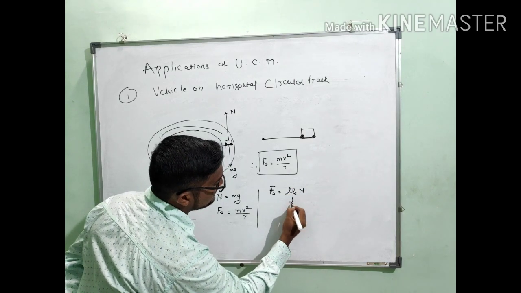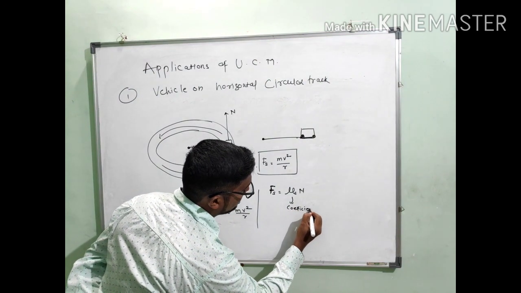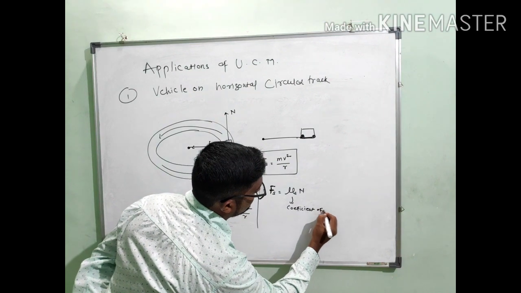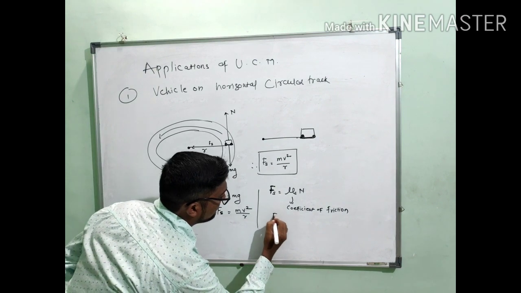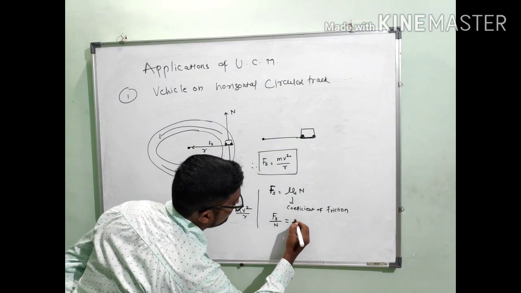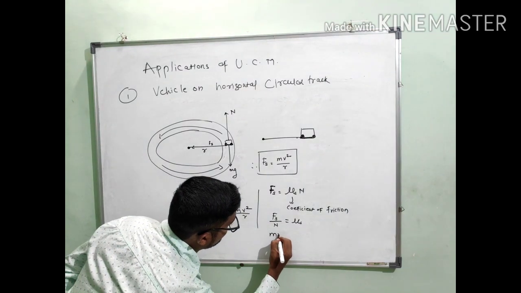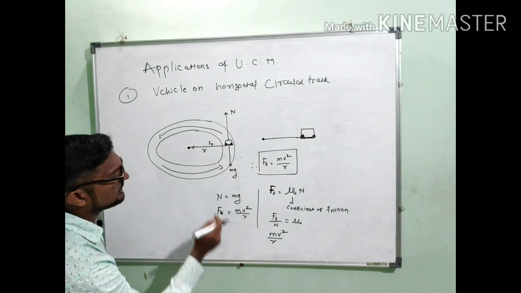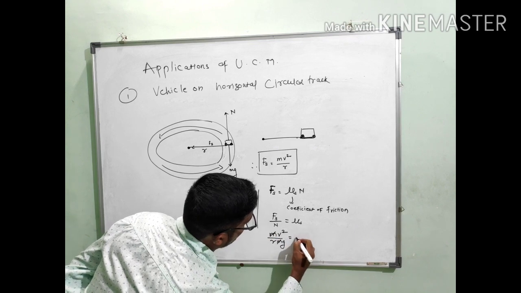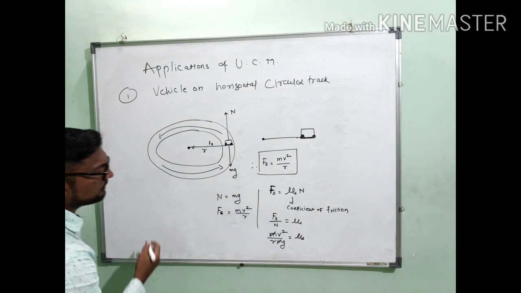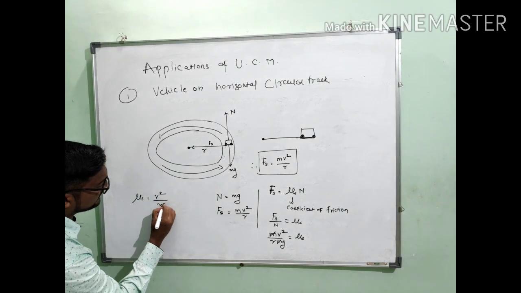This mu s is the coefficient of friction, which we have learned in 11th standard. So Fs upon N is equal to mu s. Fs is equal to mv square upon r, and N is equal to mg. So m gets cancelled, which is equal to mu s. So mu s is equal to v square upon rg.